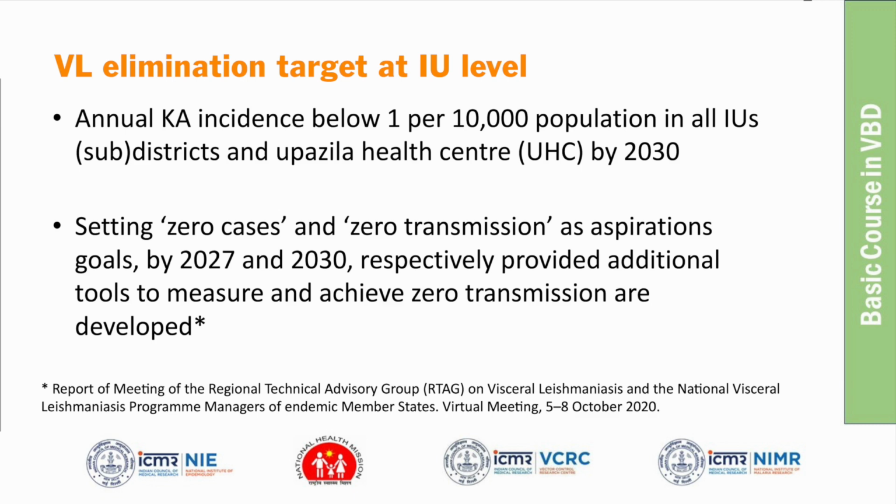But recently, at a meeting of the Regional Technical Advisory Group on visceral leishmaniasis and the national BL managers of endemic member states in 2020, they set 0 cases and 0 transmission as aspirational goals by 2027 and 2030 respectively, provided additional tools to measure and achieve 0 transmission are developed. So you can see that 0 cases is the goal by 2027, and then 0 transmission is the goal for 2030.